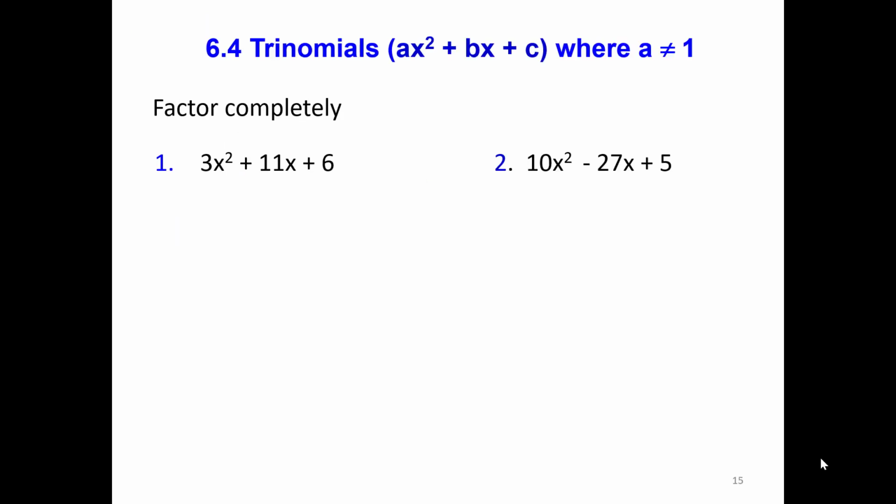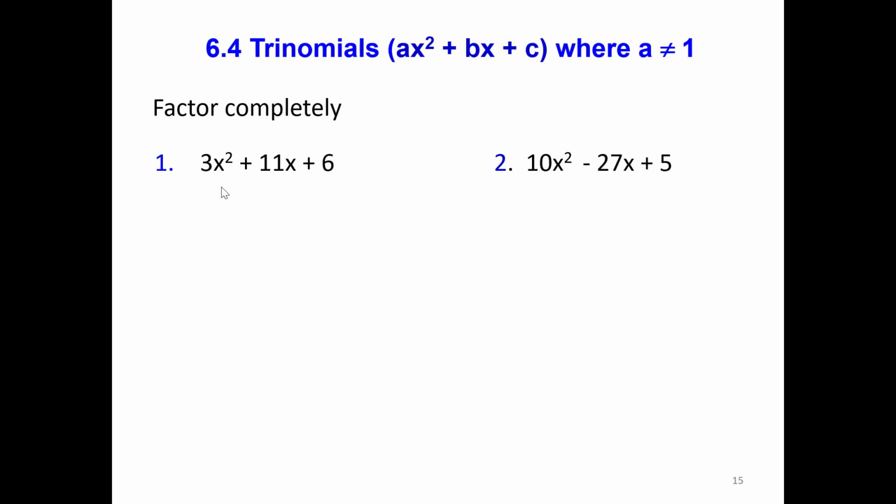In this section, we are going to learn how to factor trinomials where a is different from 1, is not equal to 1. Then we have a trinomial like this, 3x squared plus 11x plus 6. In this case, you see a equals 3, then it's not equal to 1.